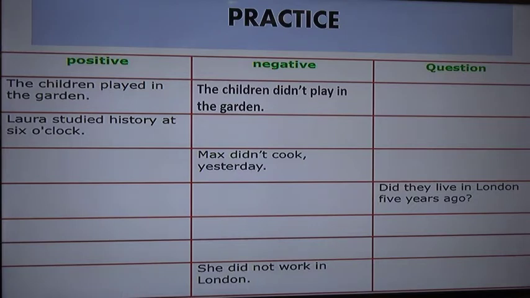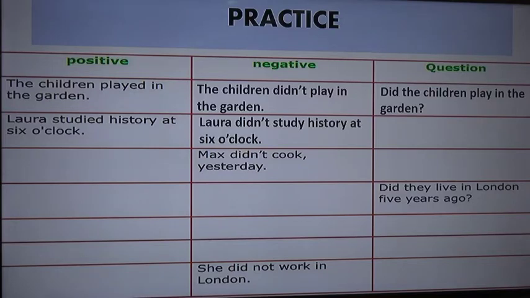And we move on to the question form. Did the children play in the garden? So as you can see here, we change the form of these sentences. Second one, Laura studied history at 6 o'clock. Negative. Laura didn't study history at 6 o'clock. Did Laura study history at 6 o'clock?